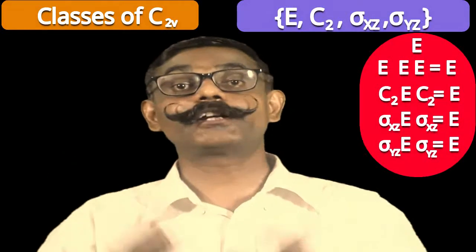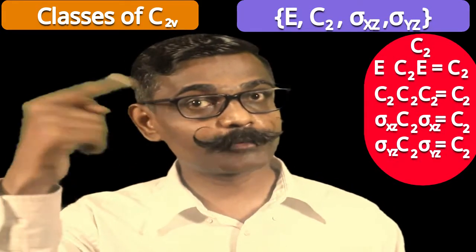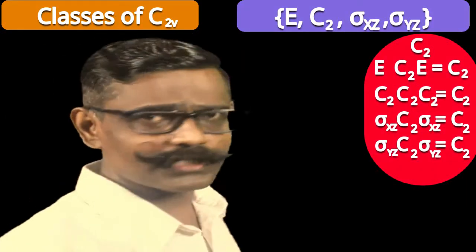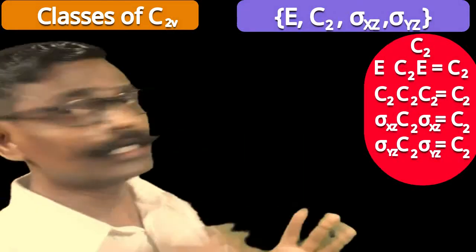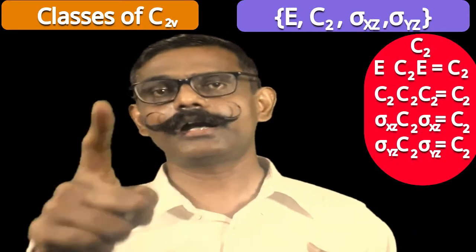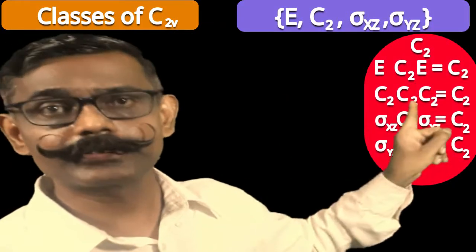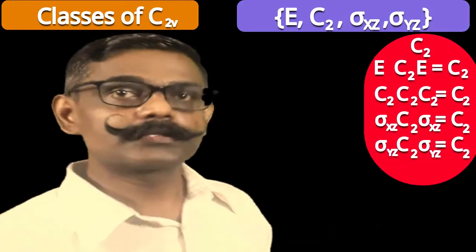Let us obtain the transforms of C2. So in the similarity transformation equation, X inverse A X is equal to B, A will be C2, and all other operations of the C2v point group, that is identity, C2, sigma xz, sigma yz, I should try. First identity. What is the inverse of identity? Identity. Therefore identity, then C2, then identity. The answer is C2.